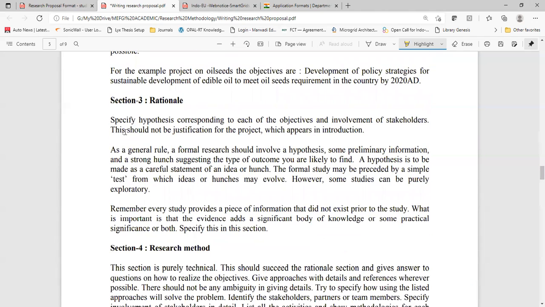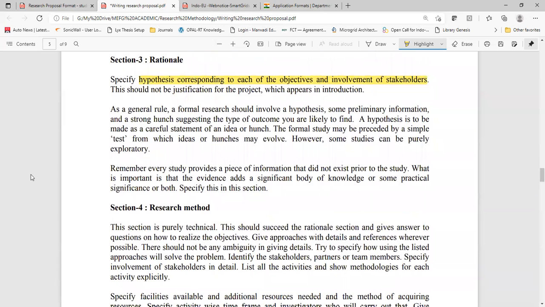Okay, rationale. So this is called specifying the hypothesis corresponding to each of the objectives and involvement of stakeholders. Fine. It's a hypothesis.